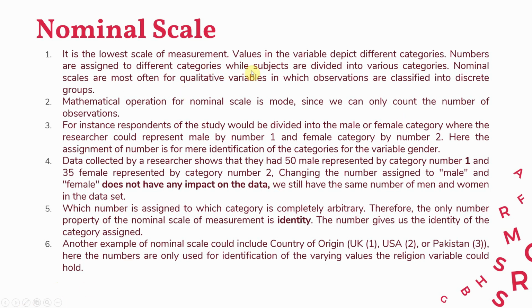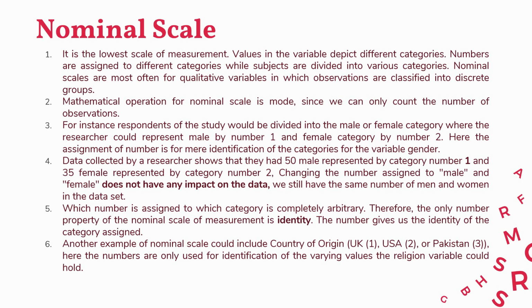Numbers are assigned to different categories while subjects are divided into various categories. In nominal scale, what we do is we assign numbers to the values that a particular variable holds. Now, nominal scales are most often used for qualitative variables in which observations are classified into discrete groups. For instance, gender. Gender has two categories, male and female.